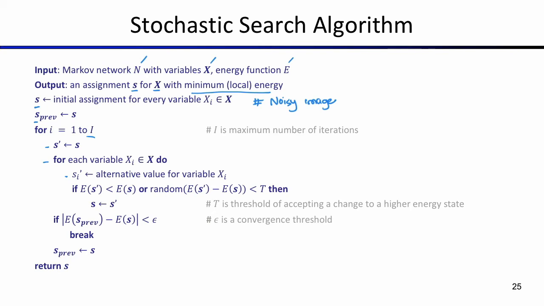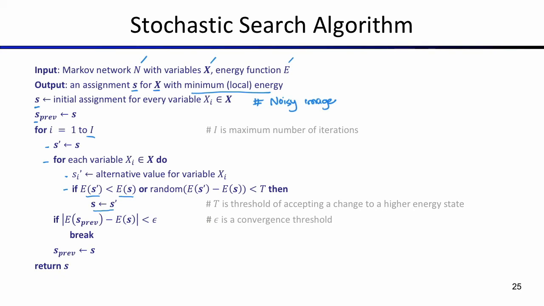Once I have changed that, I will test to see if the energy of this new image, which is very similar to what we had before with S, with just one variable xi changed, is smaller than what I had previously. If this is true, I'm going to take this new assignment and call it S.